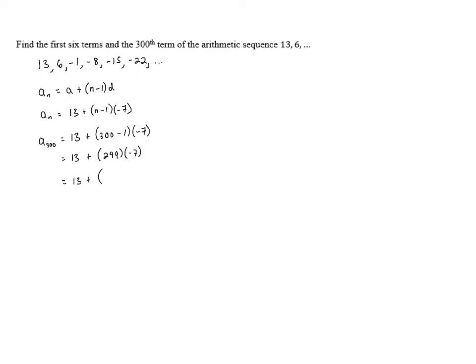and 299 times -7 is -2093. And when we add these together, we get -2080. So the first 6 terms are 13, 6, -1, -8, -15, and -22. And the 300th term is -2080.